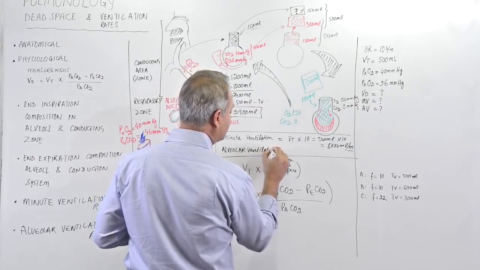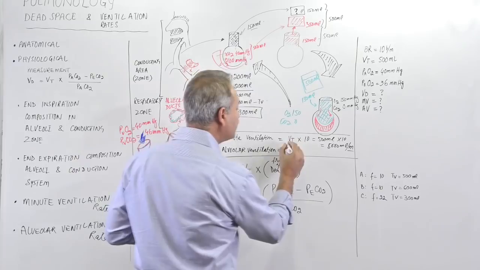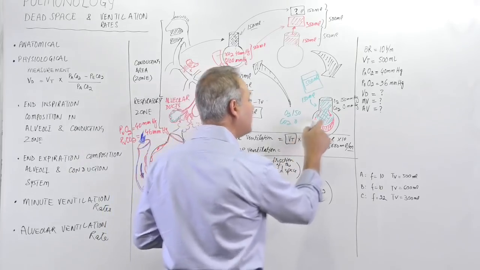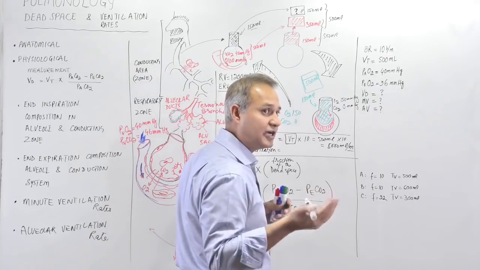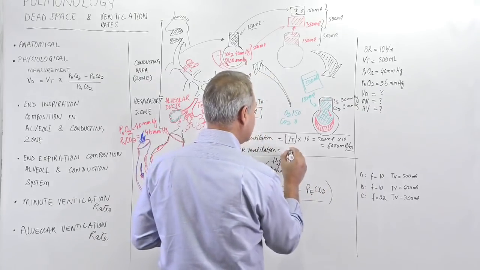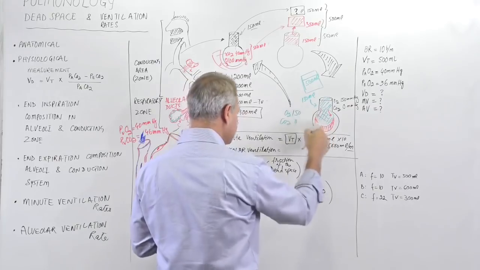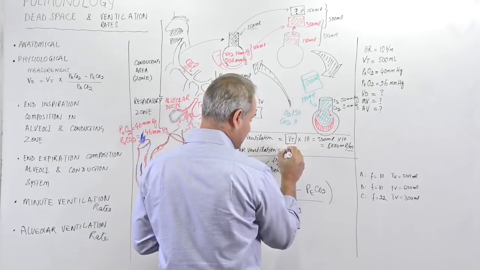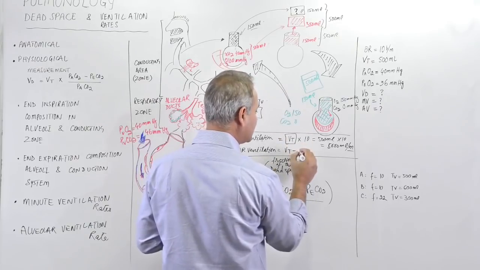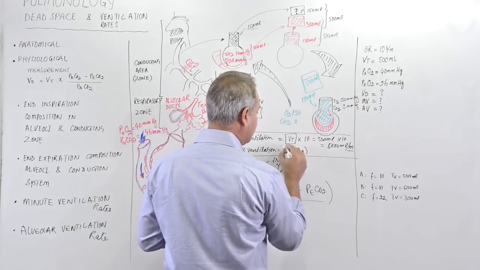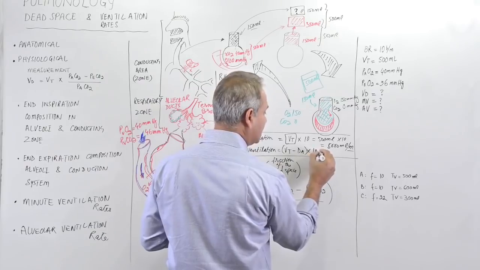What are we talking about? We are saying out of this 500, how much did the alveoli get? Ideally they should get 350. So what you should do is this. You should say 350, so that is tidal volume minus dead space, anatomical dead space, multiplied by breathing rate 10.